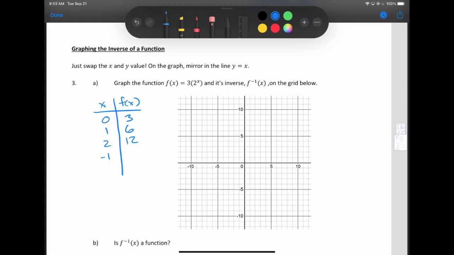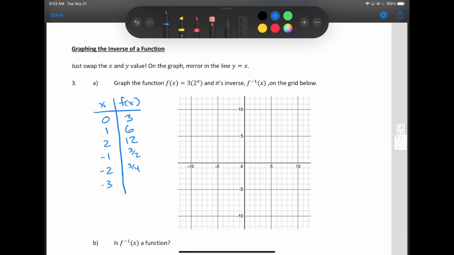If I plug in a negative 1 there, I get 3 times 2 to the negative 1, which is 3 times a half, which is 3 halves. And when I plug in -2, I get 3 times 2 to the -2, which is 3 times 1/4, which is 3/4. And I think you can probably see a pattern developing here.